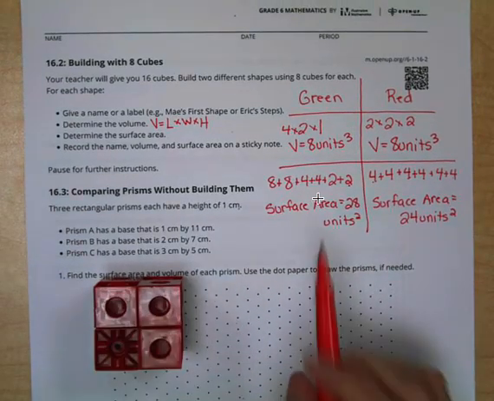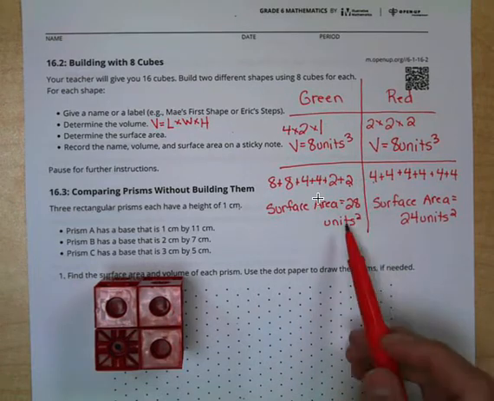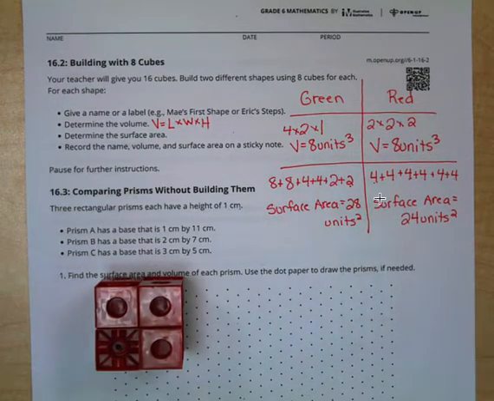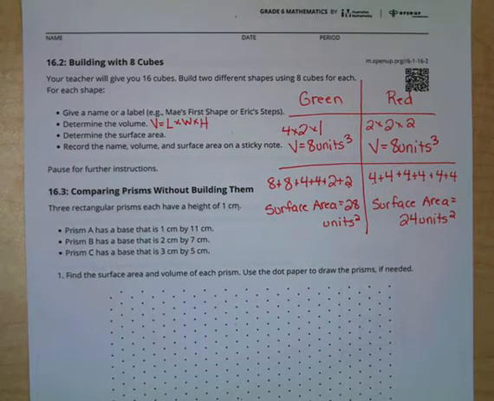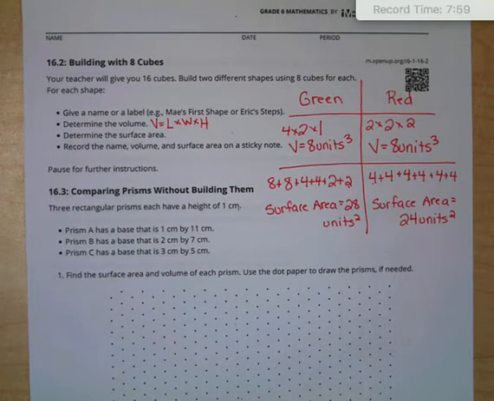Okay, so you can see that they have the same volume, but their surface areas are different. So we know that you can have the same volume, but your surface area might be different. The opposite holds true. You could have the same surface area, but your volumes could be different. Alrighty, make sure you have that table filled in. Pause the video if you need to.